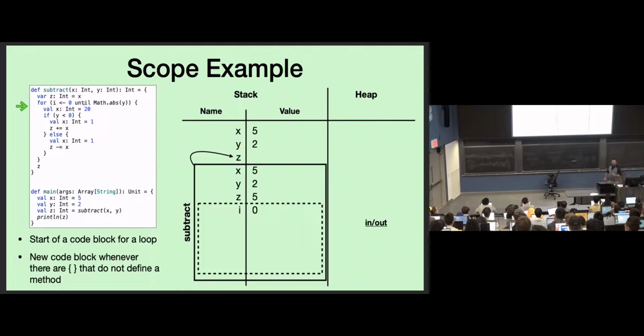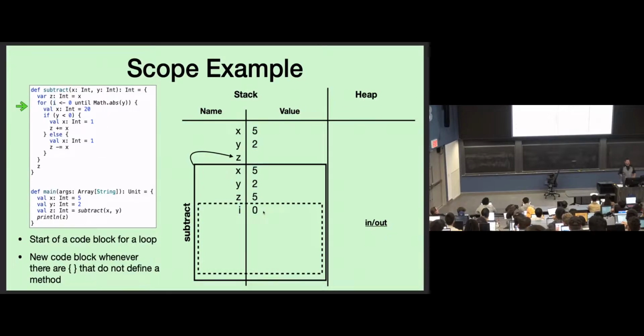Now every variable that's declared inside the code block in the code is going to go inside that code block in memory. This is a separate portion of the stack. And whenever we have a for loop, technically the iteration variable is outside of the braces physically, but it is part of the code block for the loop. So i is going to be declared inside the code block for the loop.